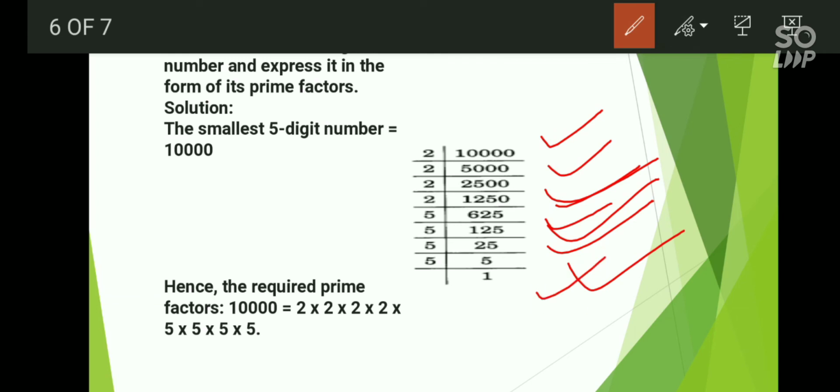So the prime factorization of 10000, the smallest 5-digit number, is 2 into 2 into 2 into 2 into 5 into 5 into 5 into 5. That is the solution.